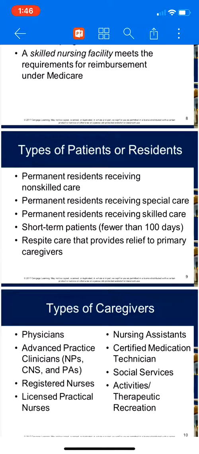Then we have permanent residents receiving skilled care. In contrast to the permanent residents who do not receive daily skilled care, permanent residents requiring skilled care receive services from one or more licensed professionals on a frequent and often daily basis. Typically, these residents have received as much benefit from rehab services as can be reasonably expected, and their improvement or progression has plateaued. As a result, their potential to be discharged is not good.